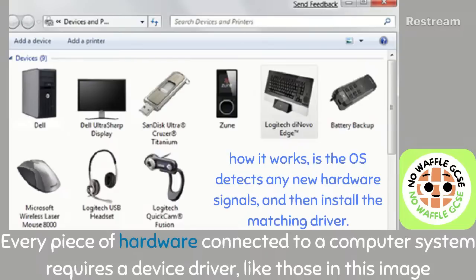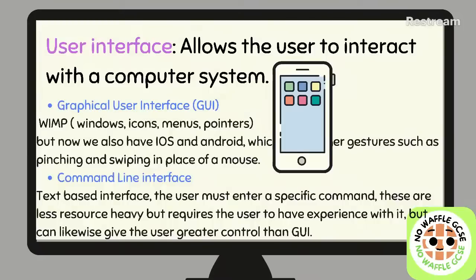Okay, let's now look at the next function of an operating system, which is looking at user interface. This allows the user to interact with a computer system. So you've got the graphical user interface or the command line interface. Now, for a long time, computers used to just be command line interfaces, which is where you effectively had text, which was simply a text-based interface.